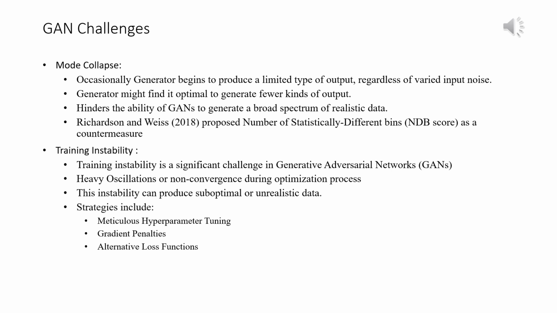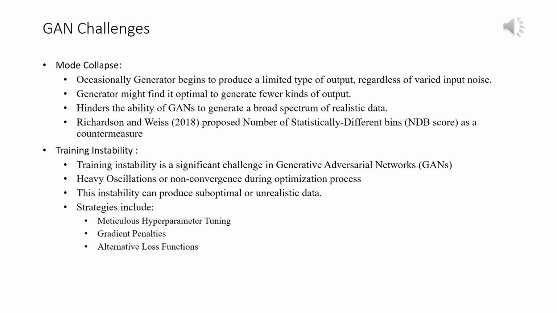Obviously, GANs are not perfect, and they have many challenges. For example, mode collapse occasionally occurs. The generator begins to produce a limited type of output, regardless of the various input noise. The generator might find it optimal to generate fewer kinds of output. This hinders the ability of GANs to produce a broad spectrum of realistic data. Richardson and Weiss in 2018 proposed the number of statistically different bins, the NDB score, as a countermeasure.